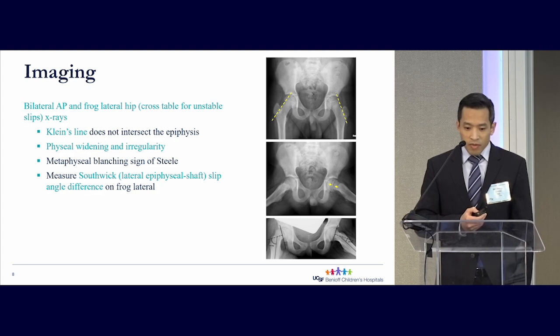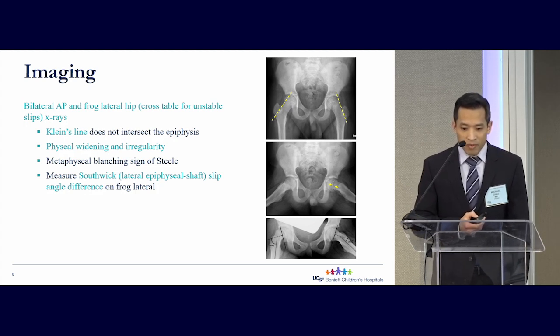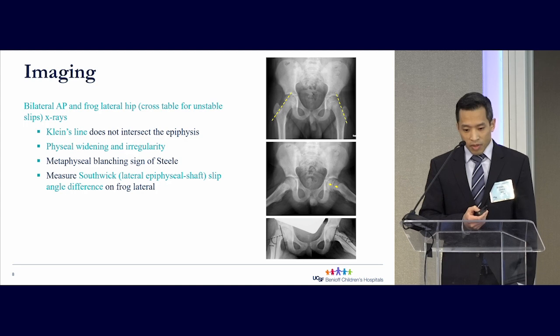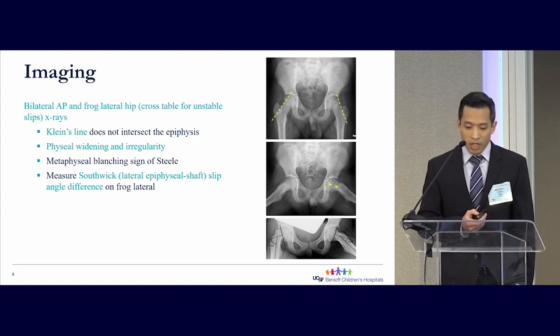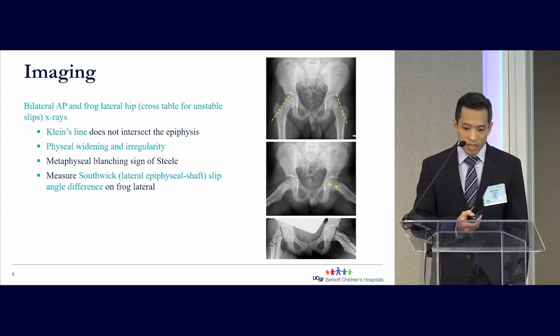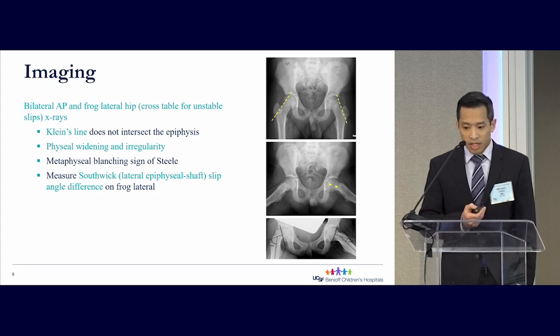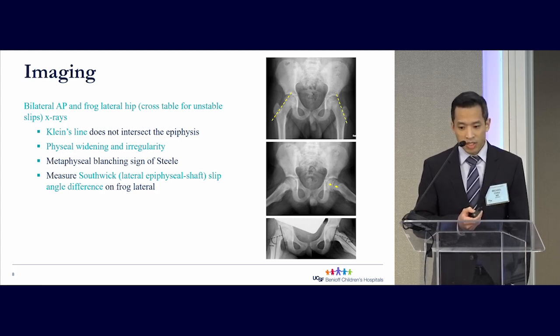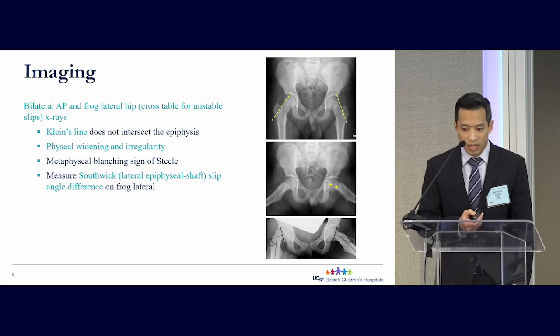Standard imaging for SCFE includes bilateral AP and frog-leg lateral views of the hip. Of note, for unstable SCFEs, a cross-table lateral is preferred so as to not cause further iatrogenic displacement of an unstable slip.